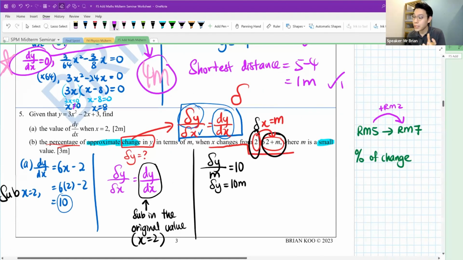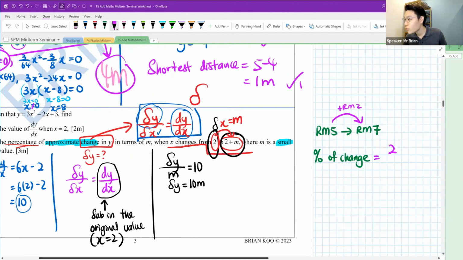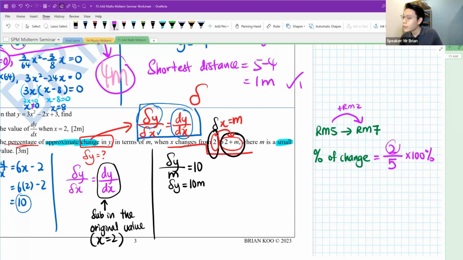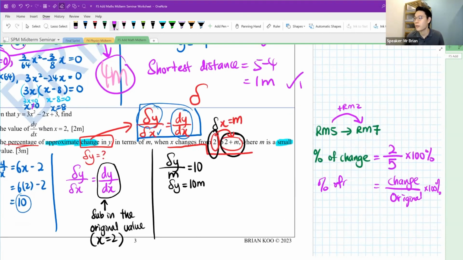If I want to find the percentage of change, I would take 2 ringgit divided by 5, not 7. We divide it by the original value. You want to find percent, you times 100%. So on top here, we have the change, basically how much it has changed. At the bottom is always the original value. This is how you always go and find percentage of change.